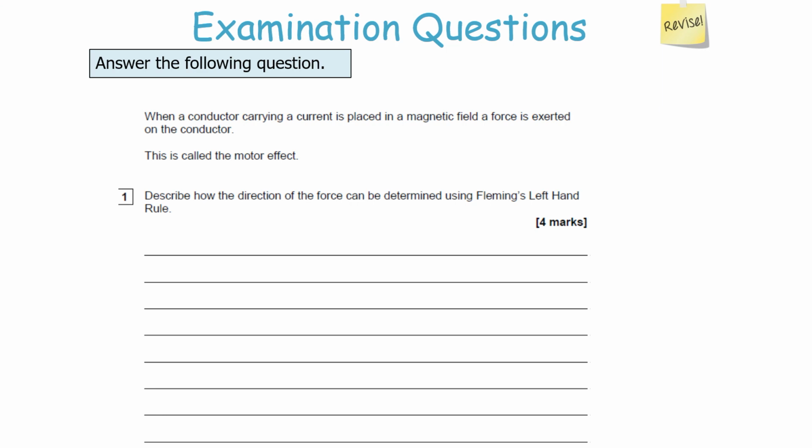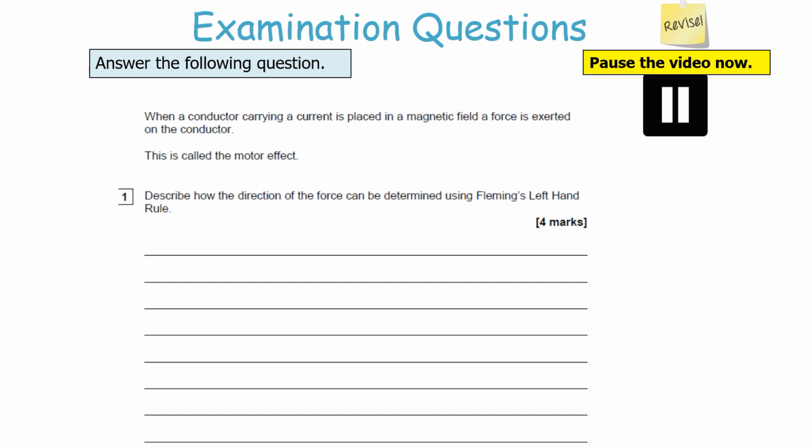So the first question says, when a conductor carrying a current is placed in a magnetic field, a force is exerted on the conductor. This is called the motor effect. Describe how the direction of the force can be determined using Fleming's left-hand rule. So pause the video now, then unpause the video when you want to go through your answer.